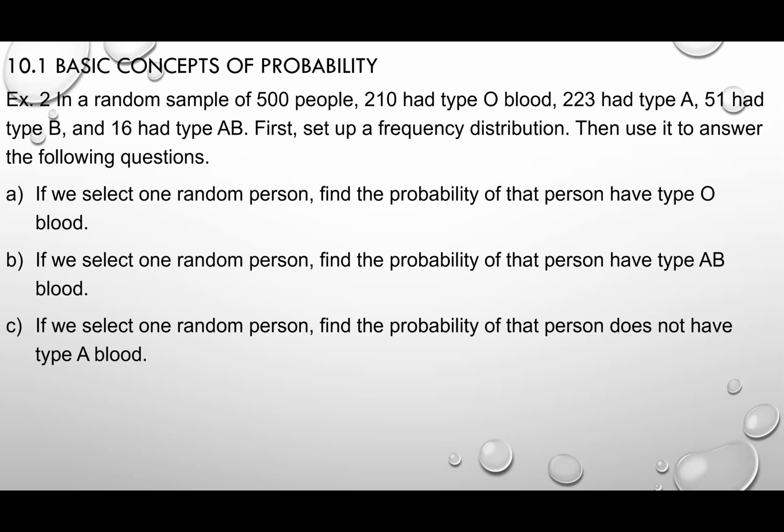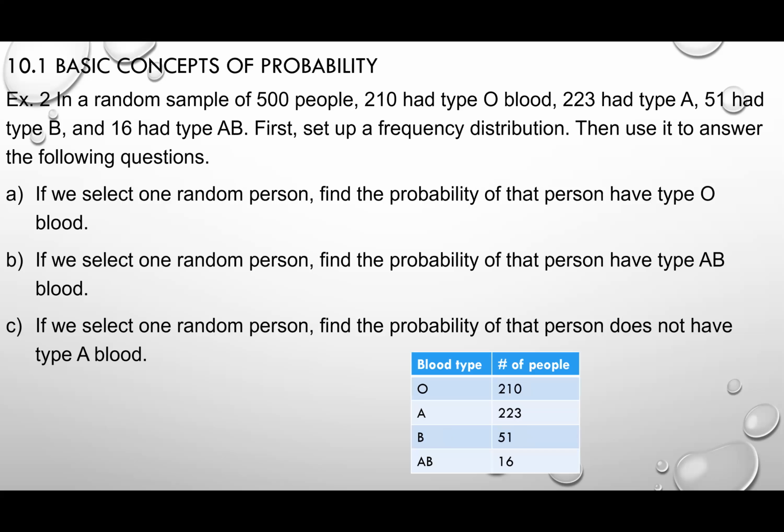First, set up your frequency distribution table, then use that to answer the following question. So what is the frequency distribution table? Well, the frequency distribution table is just basically you tally up and you create your chart. And we know that there are blood types: type O, type A, type B, type AB. And then the frequency tells you, what is the number of people who have type O? What is the number of people who have type A and B and so on?